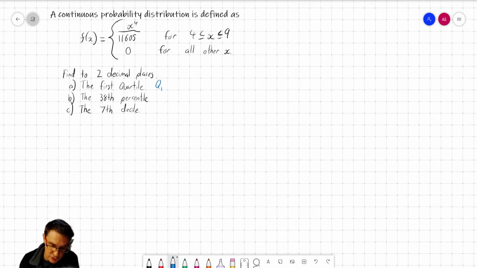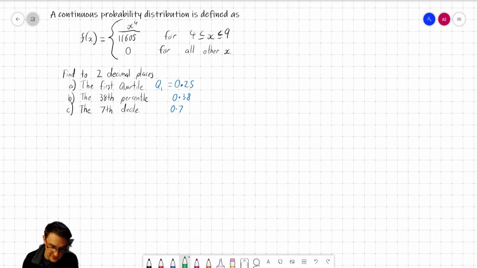So this is Q1. Now, if it's the first quartile, that's going to be equal to 0.25. Next up, we're asked to find the 38th percentile. When we're doing that, that's where we're going to seek to find 0.38 when we're working this out. Lastly, we're asked to find the 7th decile, and well, this is going to be 0.7 when we're calculating this.